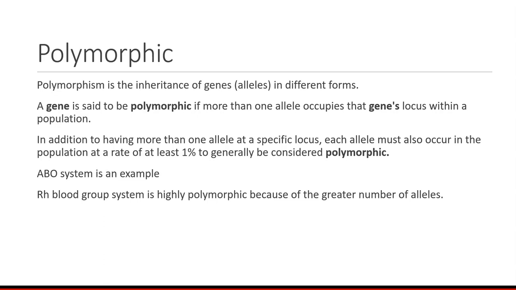One example is the ABO blood group system. You're either going to have an A, a B, or nothing at a certain position. So it's polymorphic because there are different genes that can sit in that spot. You're going to learn that the Rh blood group system is the most highly polymorphic blood group system we'll study because of the greater number of alleles.